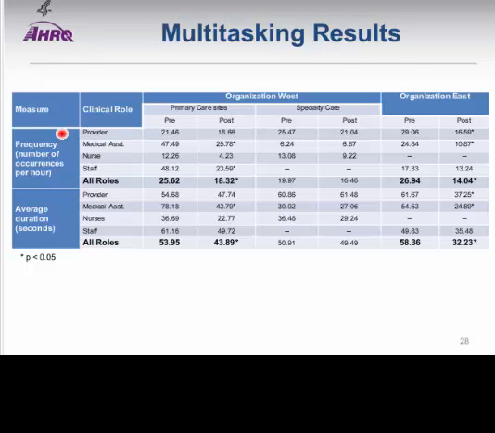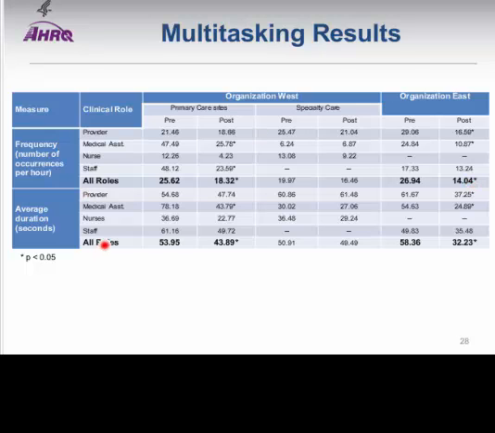And here on the left, the ones that I have bolded here show the significant reductions in multitasking. So these are the number of occurrences per hour of a multitasking event. So in Organization West, we saw a decrease of 25 multitasking occurrences per hour to 18, and that's a significant reduction. And we saw an even greater reduction in Organization East.